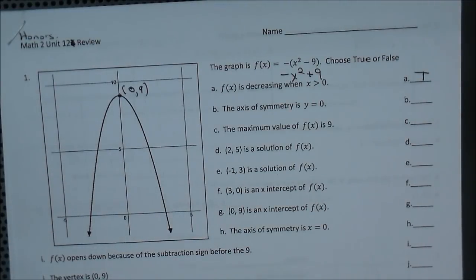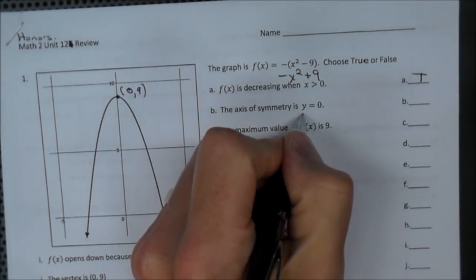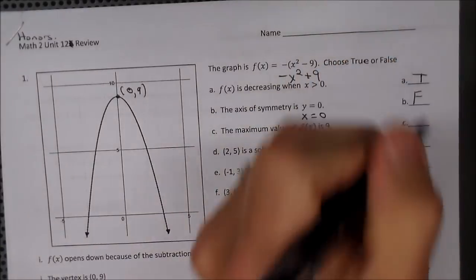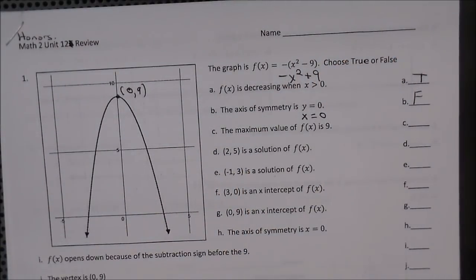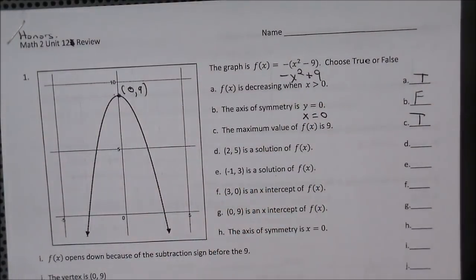The axis of symmetry is y equals 0. At first look, that does look correct because it is going through the y-axis, but it's actually x equals 0 whenever we talk about the axis of symmetry. The axis of symmetry is also the x value in the vertex, so that's false. The maximum value of f of x is 9. That is correct. That is the largest y value, so true.